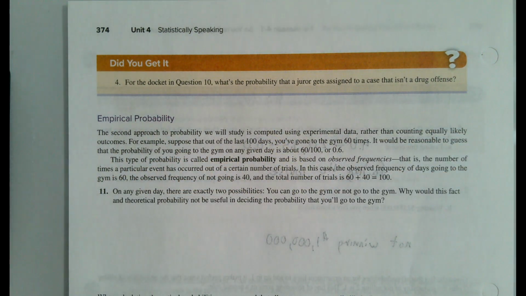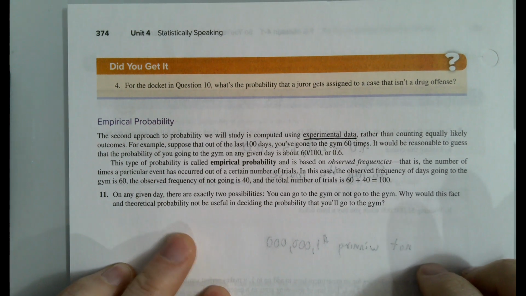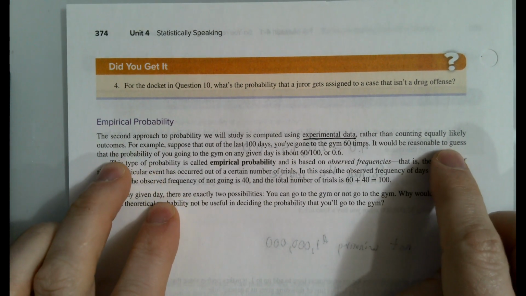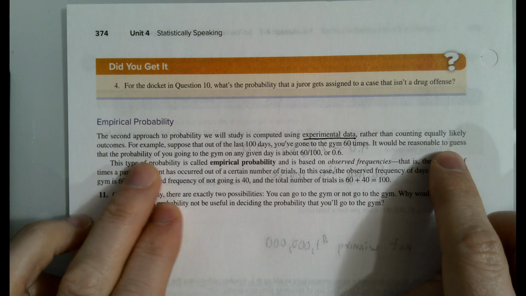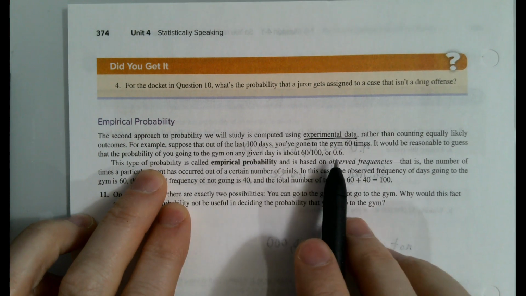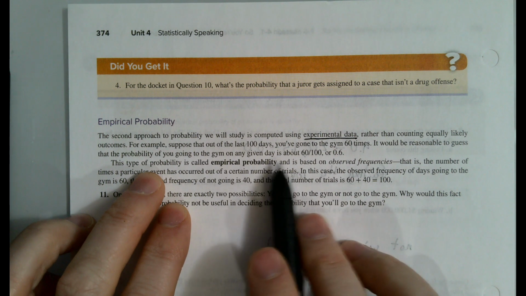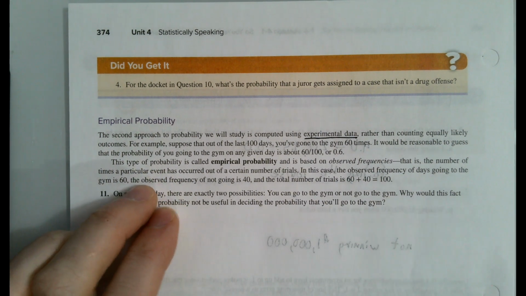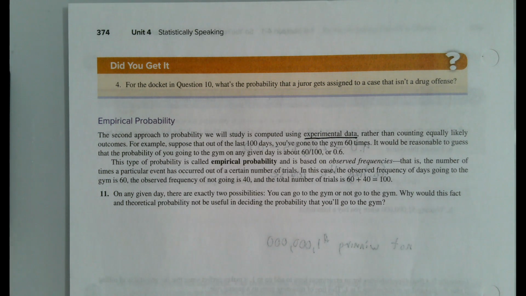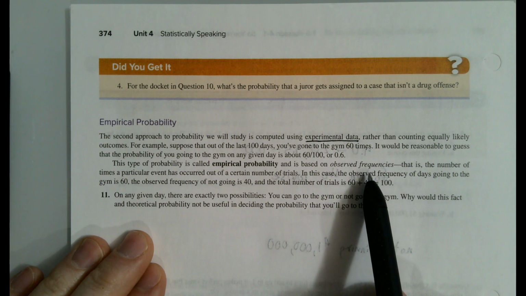So we're looking at empirical probability now, which is a calculation using experimental data rather than all these equally likely outcomes. A real quick example: let's say out of the last 100 days you went to the gym 60 times. So you can build a probability of the likelihood you're going to go to the gym tomorrow as a 60% chance, because out of the last 100 days you went to the gym 60 times. 60 out of 100 is 0.6. That's an empirical probability. It's based on observed frequencies.